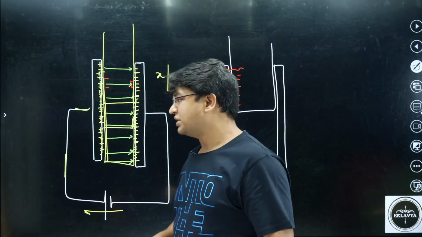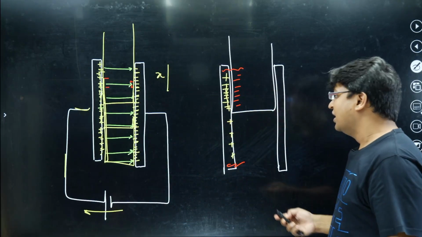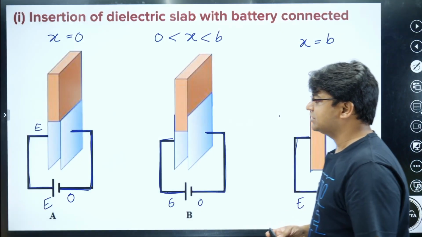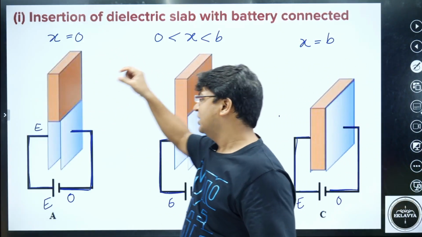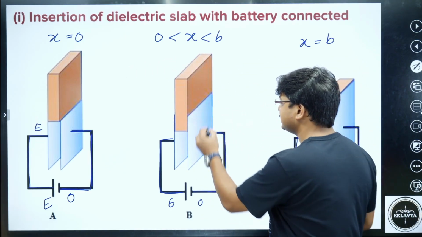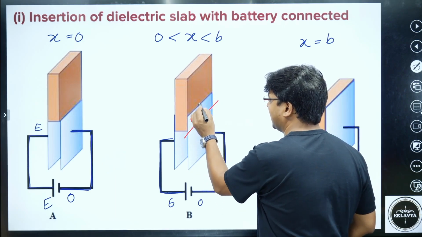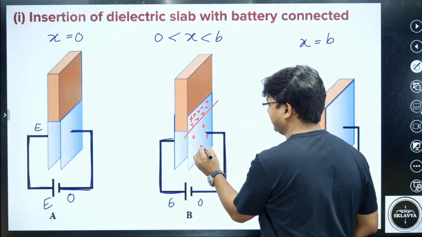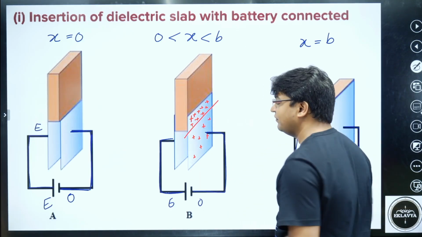So I hope this explains everything. As I said, as we are in the process of insertion, in the region up to which we have inserted, you will find that the charge density is more as compared to the remainder of the region. Okay, why?